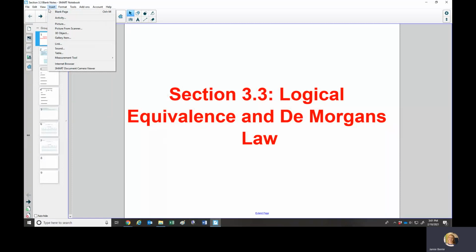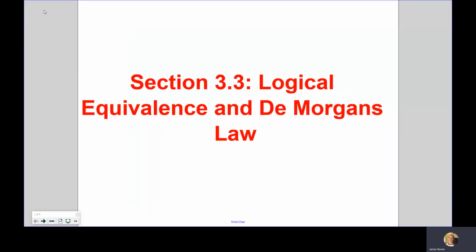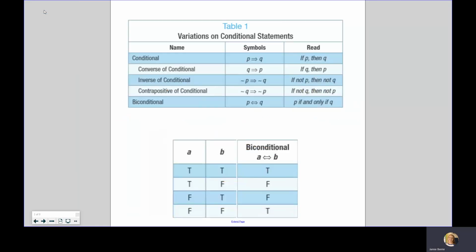In this video, we're going to go over section 3.3, which is called Logical Equivalence and De Morgan's Law. We're actually skipping De Morgan's Law in this section, but that is the title of this section, so we'll skip that topic. All right, so we're going to start off by looking at this table.